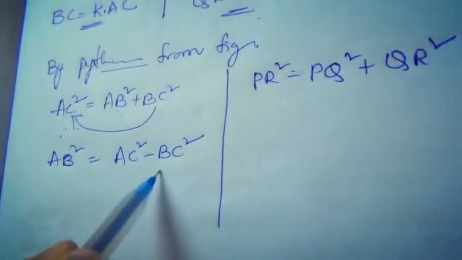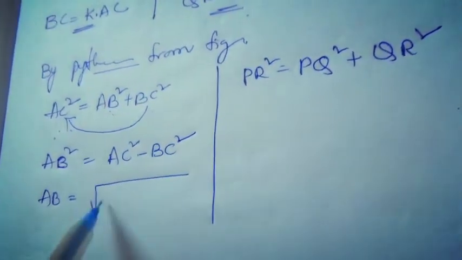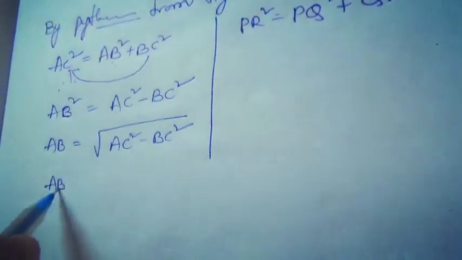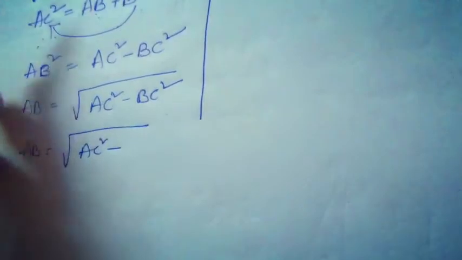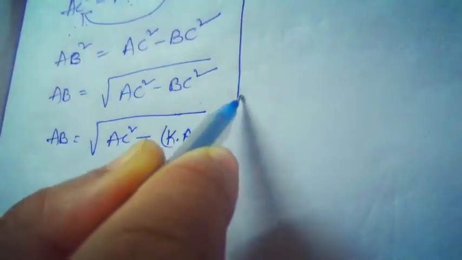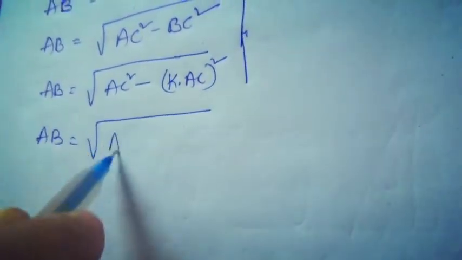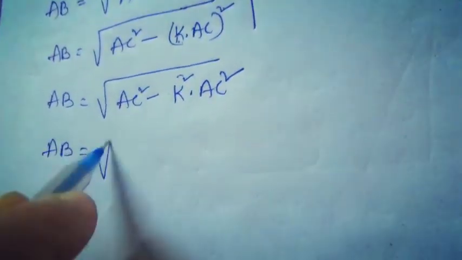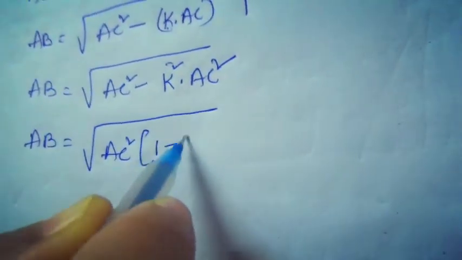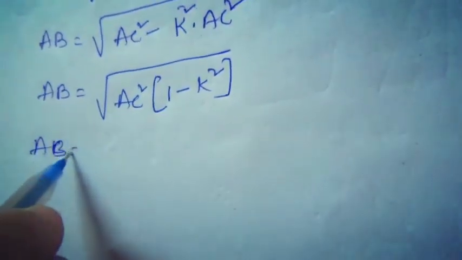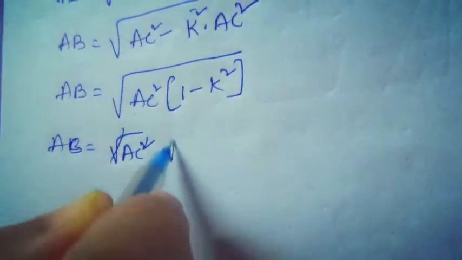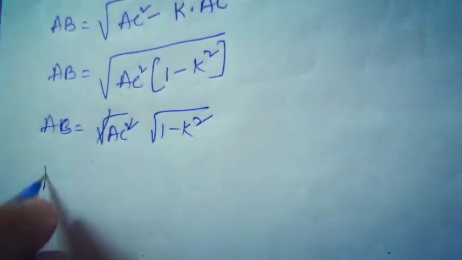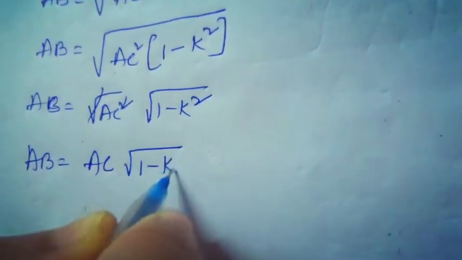AB square is equal to AC square minus BC square. AB is equal to square root of AC square minus BC square. What is BC from this? K into AC, K into AC whole square. So AB is equal to square root of AC square minus K square into AC square. Taking AC square as common, AB is equal to square root of AC square into 1 minus K square. So AB is equal to AC square root of 1 minus K square. I take this as equation 2. Just like that, you prove this one also.